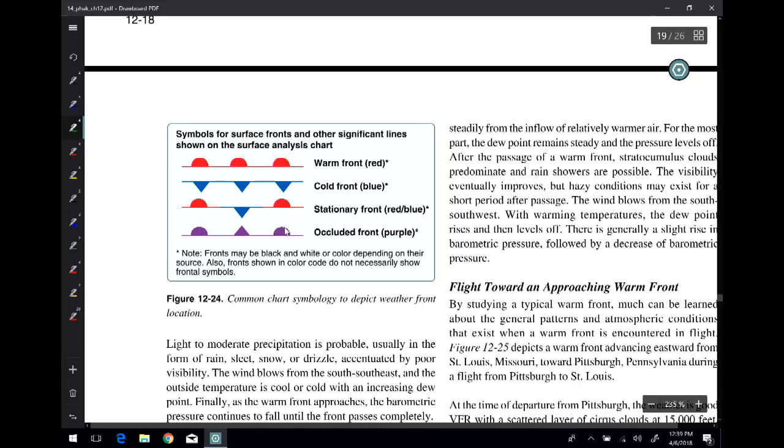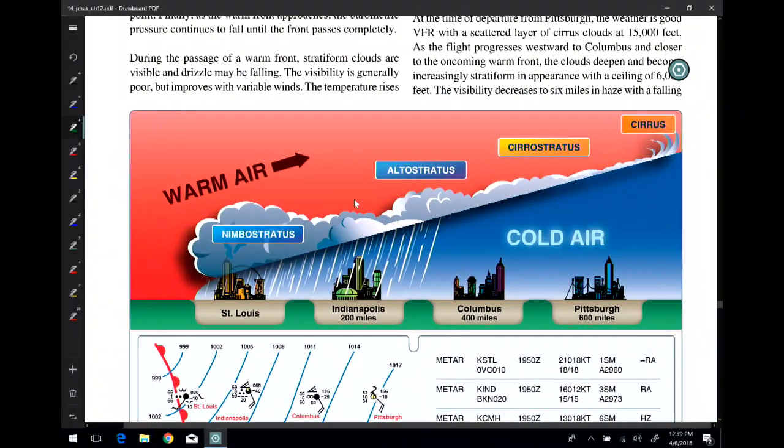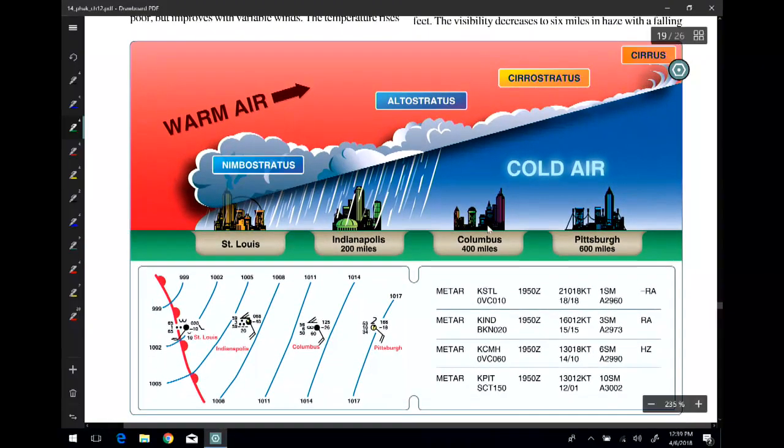So you're going to have to be able to identify those by shape and/or color. When we look at a warm front overtaking a cold front, let me move this out of the way slightly. You can see what's happening here. In the diagram or the image above, you can see a warm front moving from west to east, moving toward Pittsburgh. And for those of you that are geographically impaired, you'll note that this air is moving roughly east-northeast as it's moving through.